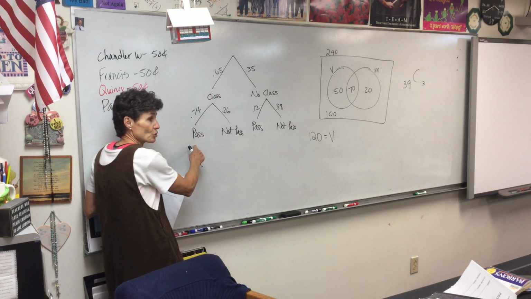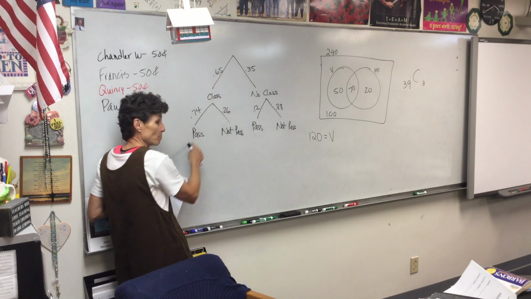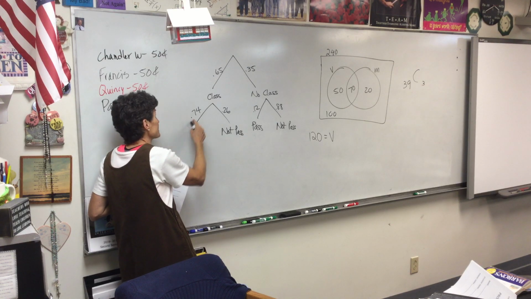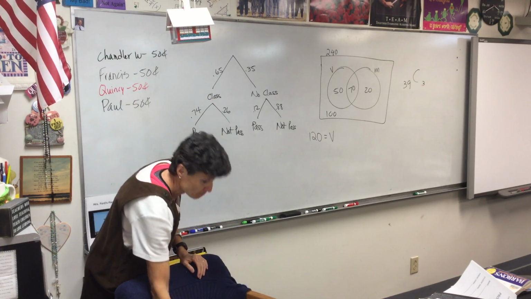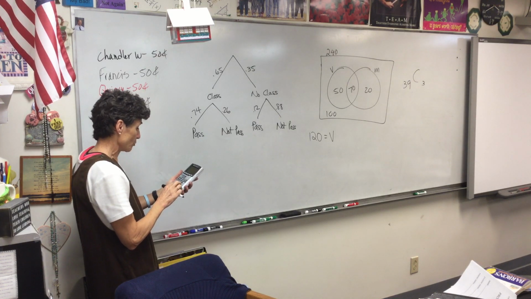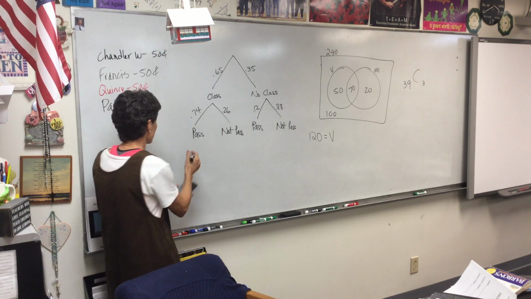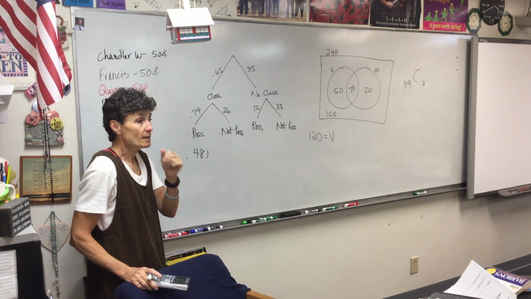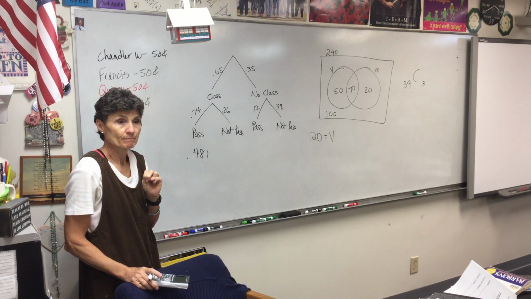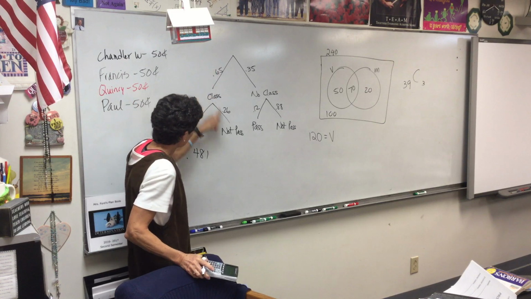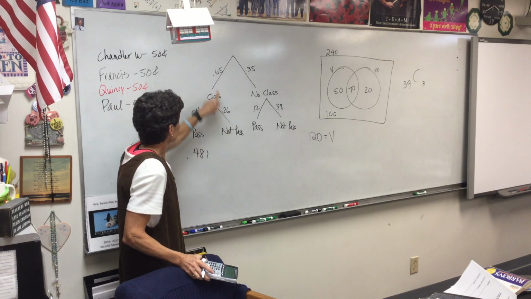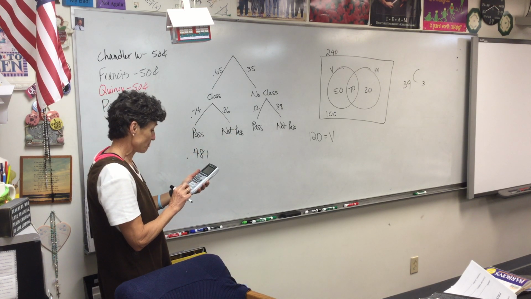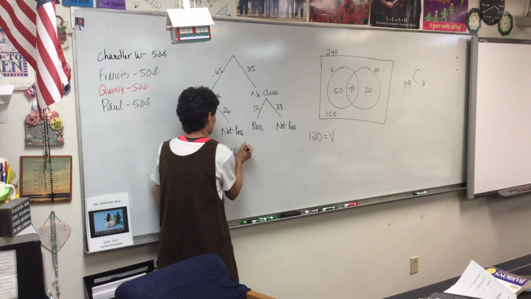So this branch, I need a total probability for this branch. He's coming to class and passing the quiz. So what am I going to do with those two numbers? Multiply. It's an and. So 0.65 times 0.74, 0.481. So 0.481 is the probability that he will come to class and pass the quiz. Now, what's this branch right here? Come to class and not pass the quiz. So that's 0.65 times 0.26, 0.169.